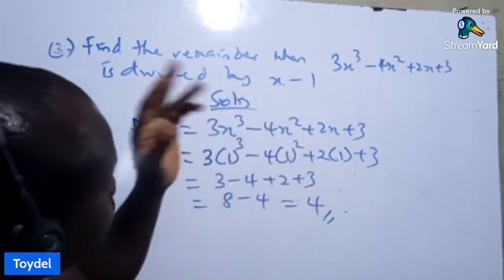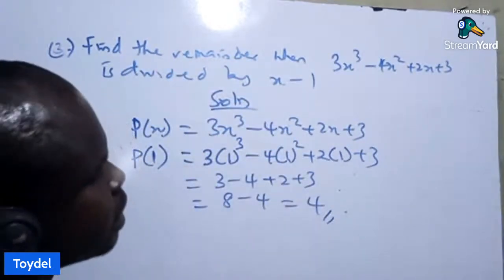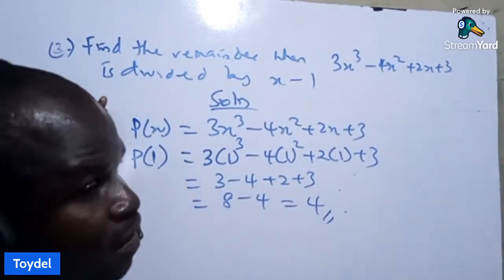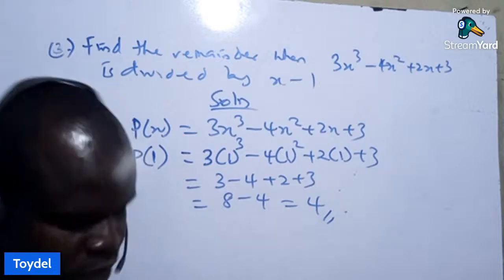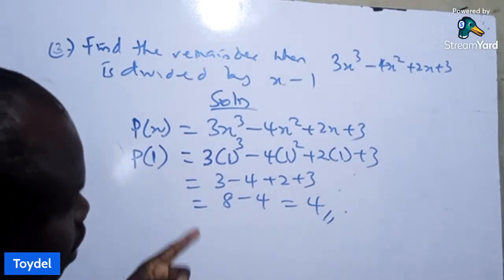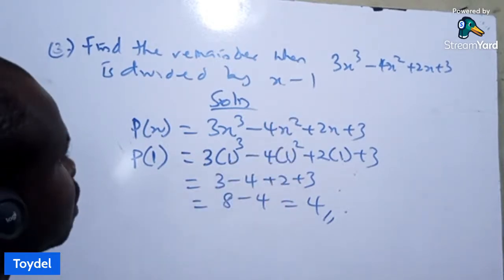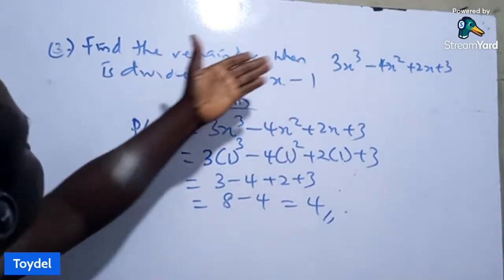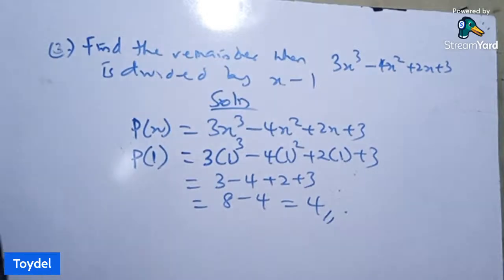If you use the long division method, this is what we arrive at. But the remainder theorem is very simple, and it's accurate, because not everybody knows how to divide using the long division method. So when we divide this, the remainder is 4. And that's what we have done.